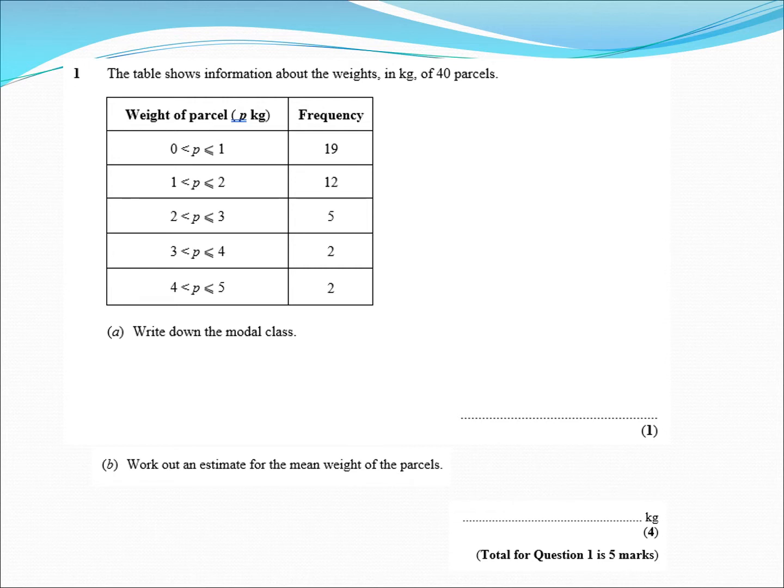They're asking us to write down the modal class interval. Now we know that mode is the most common value. That means we are looking for the class interval where most of the frequencies are. In this case, you can see 19 is the highest frequency, and the class interval here is 0 to 1. So your answer to this question is 0 to 1. Okay, and that gives you 1 mark.